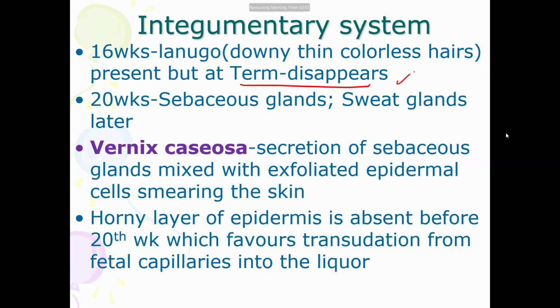By 20 weeks, the sebaceous glands form. The first gland to form is the sebaceous gland, and later the sweat glands. The sebaceous glands secrete, and this is the vernix caseosa. Basically, these secretions mix with the exfoliated cells, smearing the skin. This is vernix caseosa.